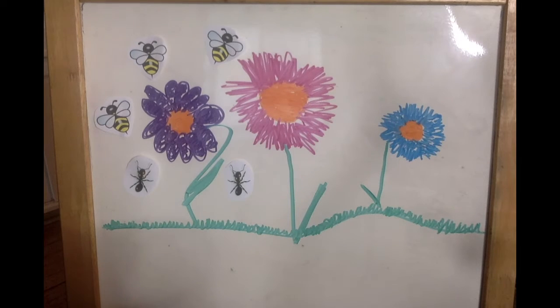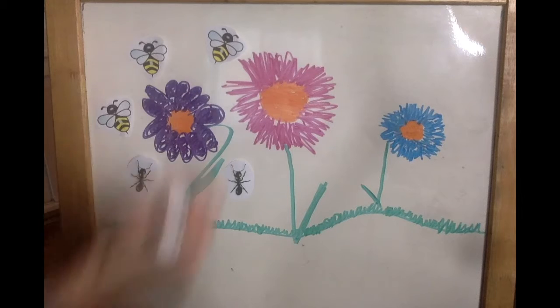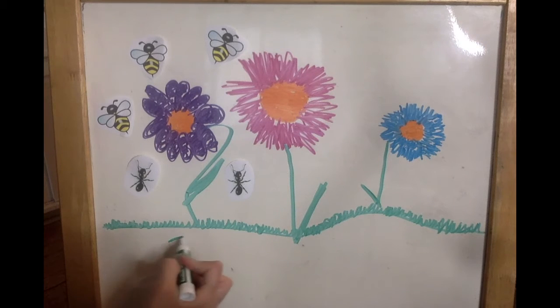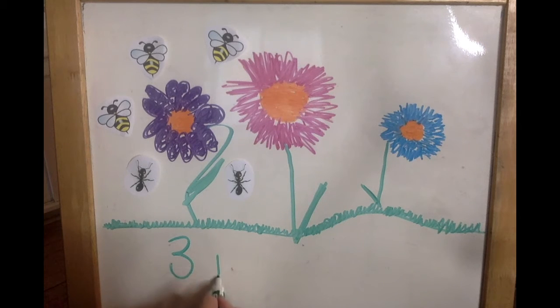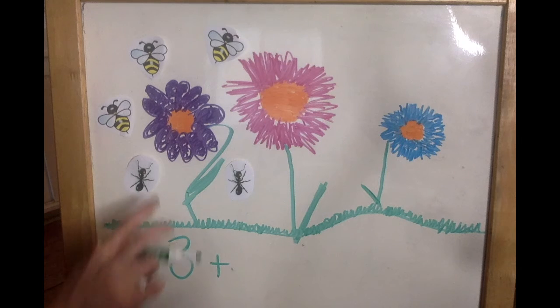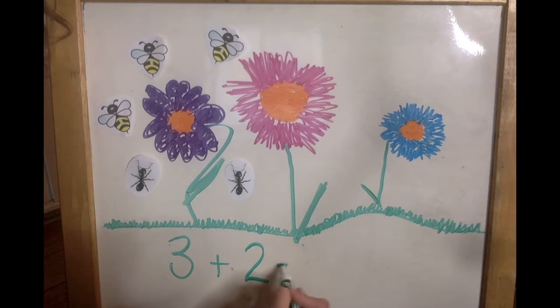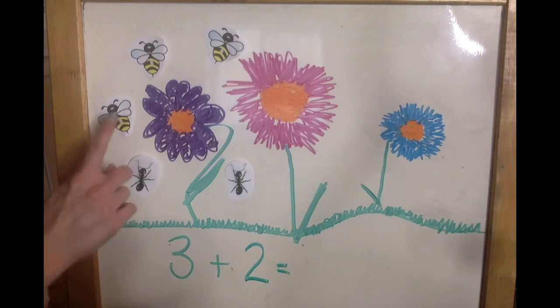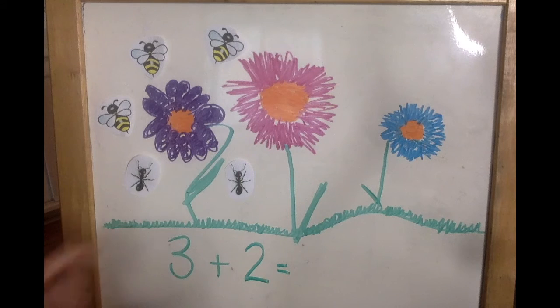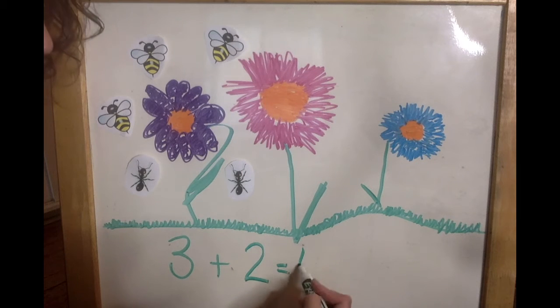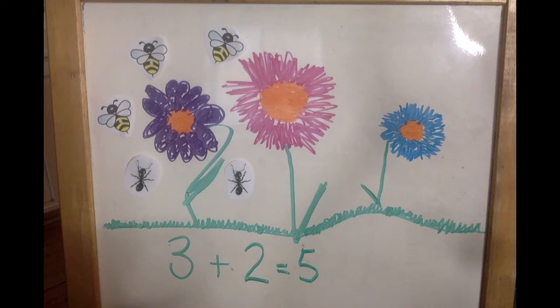Let's figure it out. If we had 3 bees plus, how many ants did we say? 2 ants. There were how many bugs altogether in my garden? Let's count them and find out. 1, 2, 3, 4, 5. So I have 5 bugs in my garden.